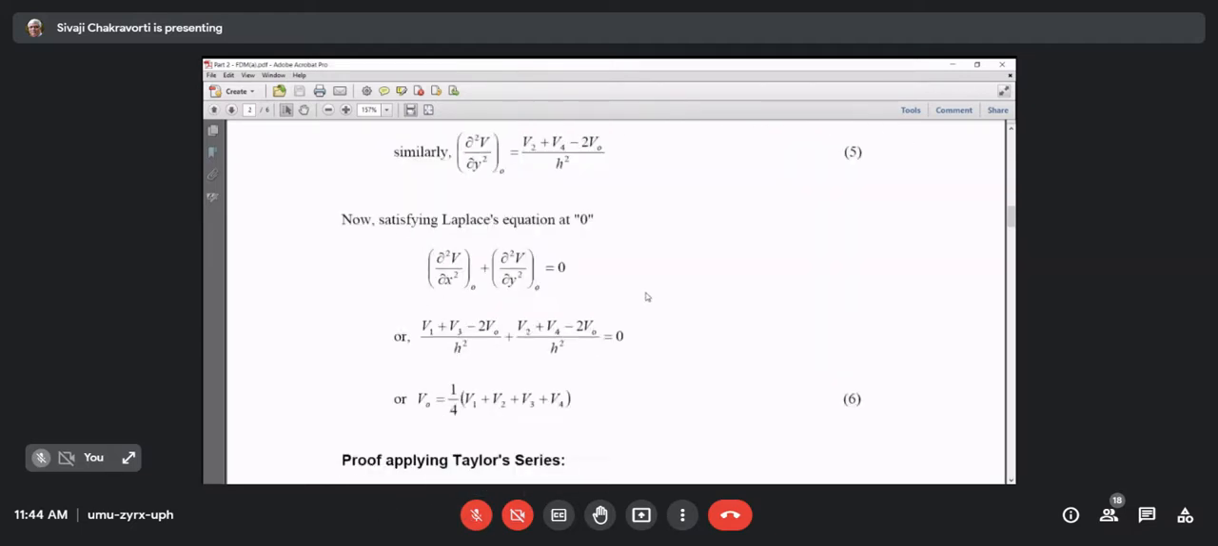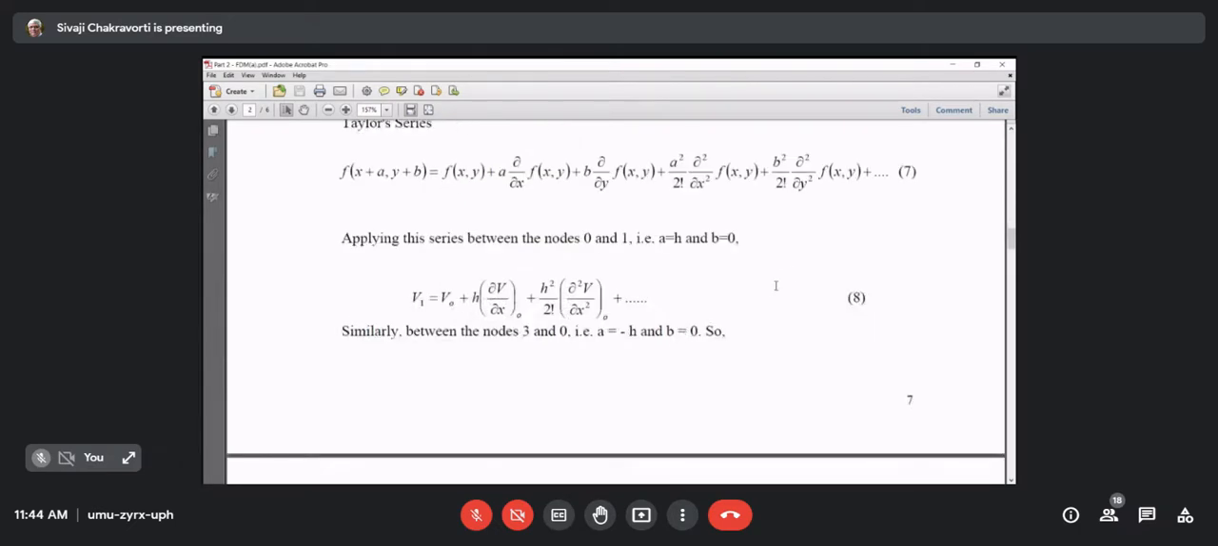And that's exactly what I have taken here. You can see here a is h, b is 0. And then I have put it in equation 7. If x plus a, y plus b is therefore v1, if xy is v0, then the first term a del v del x of fxy. So I have written a is h, then del v del x at 0, because it is fxy, so it is at the node 0. B is 0, so eliminated.